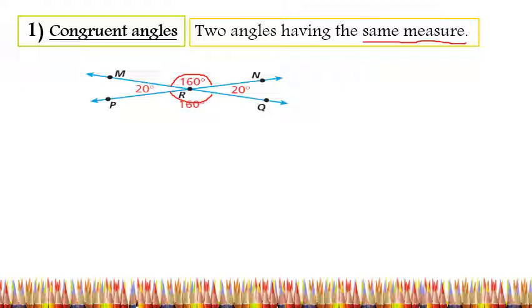Again, on the other side, I can say that they are congruent angles, okay? Since they are forming an X shape, we call them vertically opposite angles. Similarly here, angle MRP equals 20 degree and angle NRQ equals 20 degree. They are congruent angles, okay?